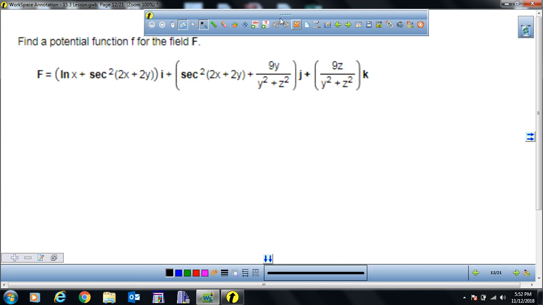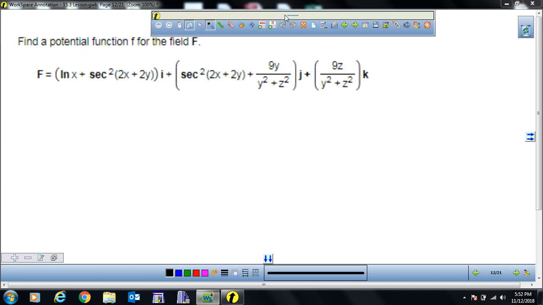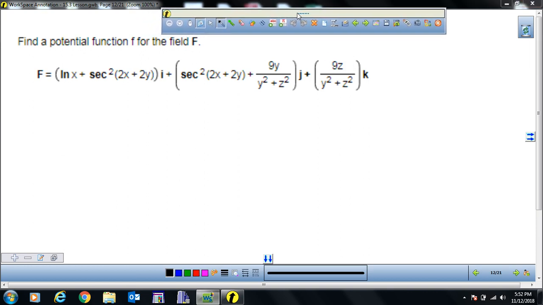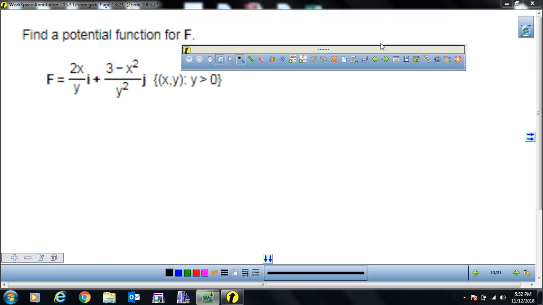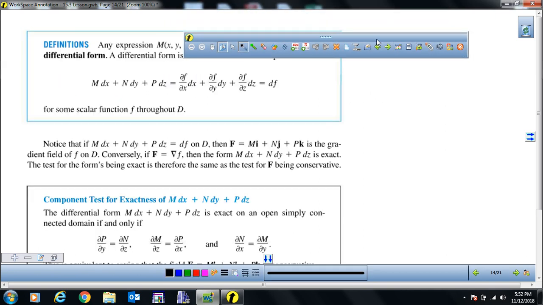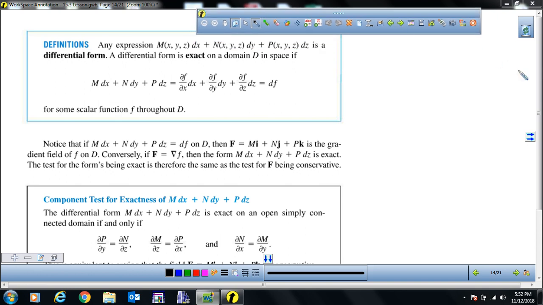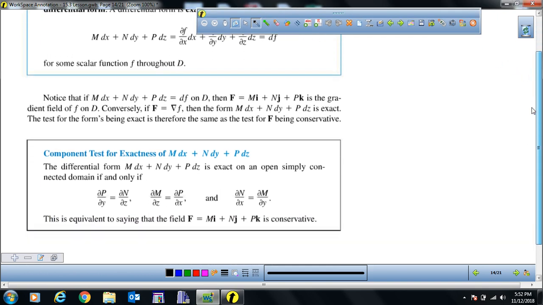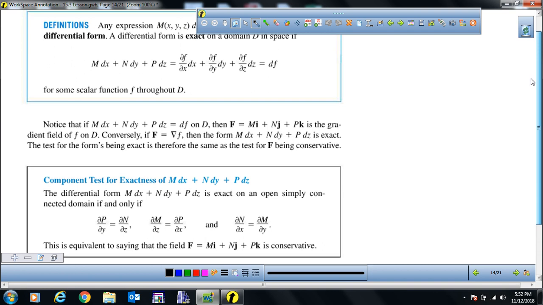Next. Now for this one, we would basically do the exact same thing for the potential function. So I'm going to skip this part and go to something else. The next thing we're going to work on is exactness.